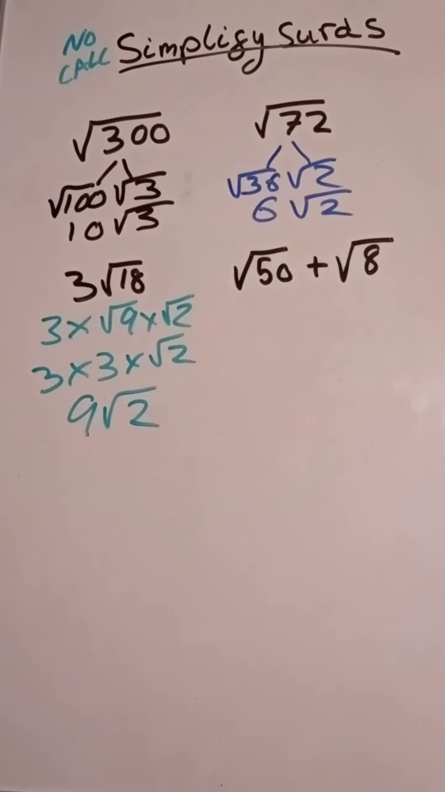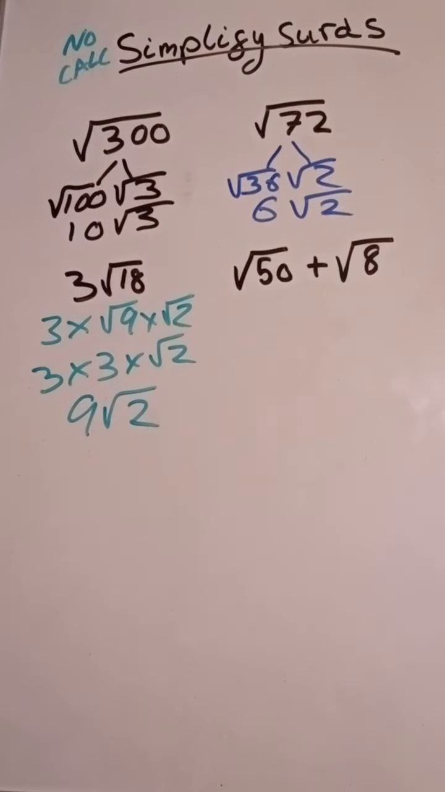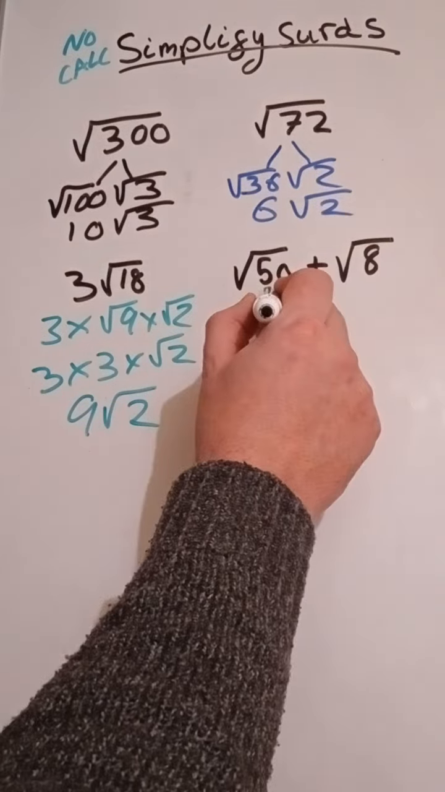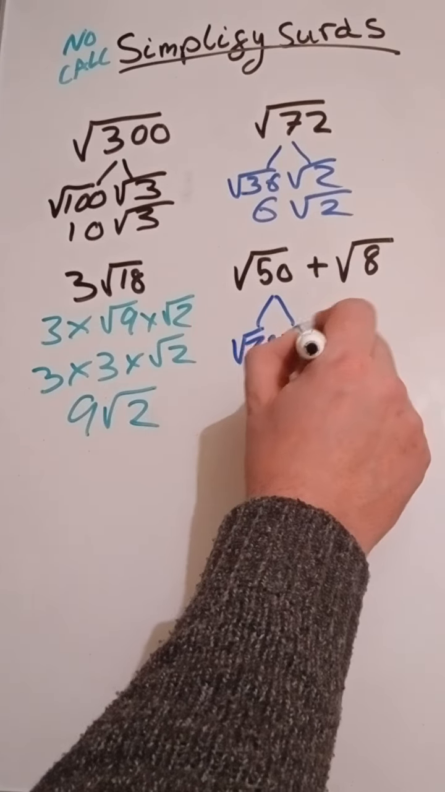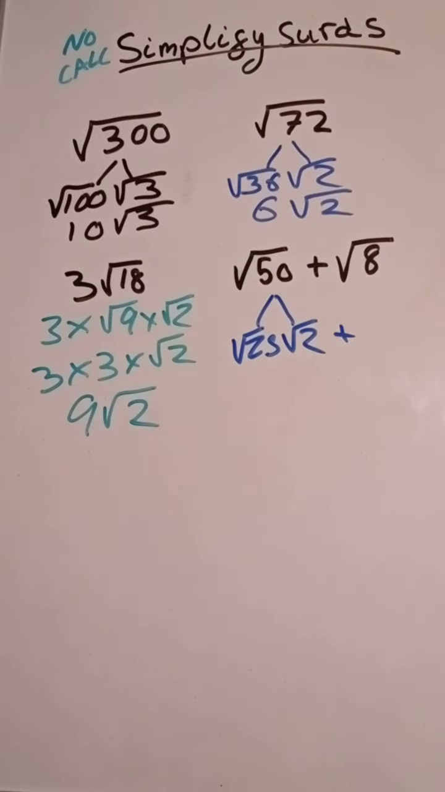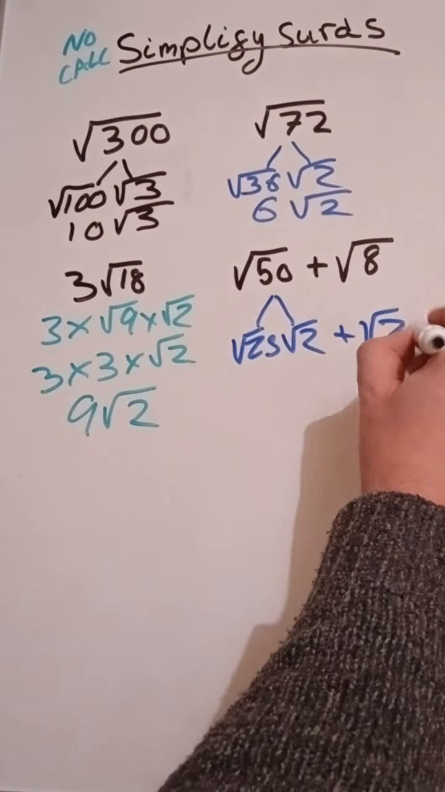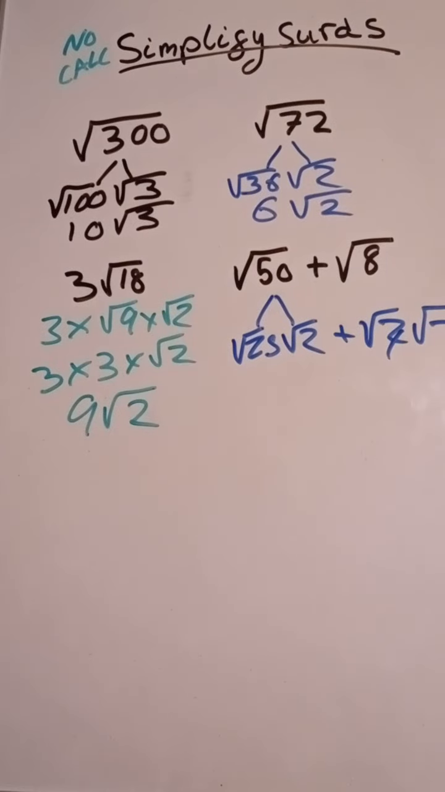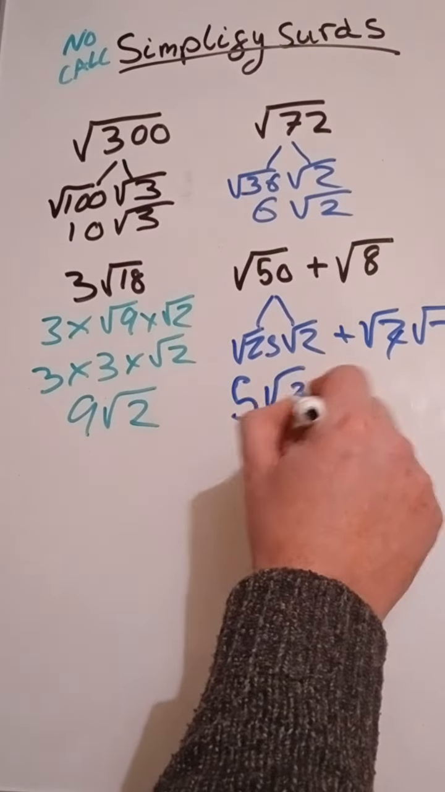And the final one, I've got root 50 plus root 8. So I've got root 50. Well, 25 times 2 is 50, and 25 is a square number. So I've got root 25 times root 2. Added on to root 8, well, root 4 times root 2 is 8. So root 4 times root 2. Square root of 25, that's 5. So I've got 5 root 2.